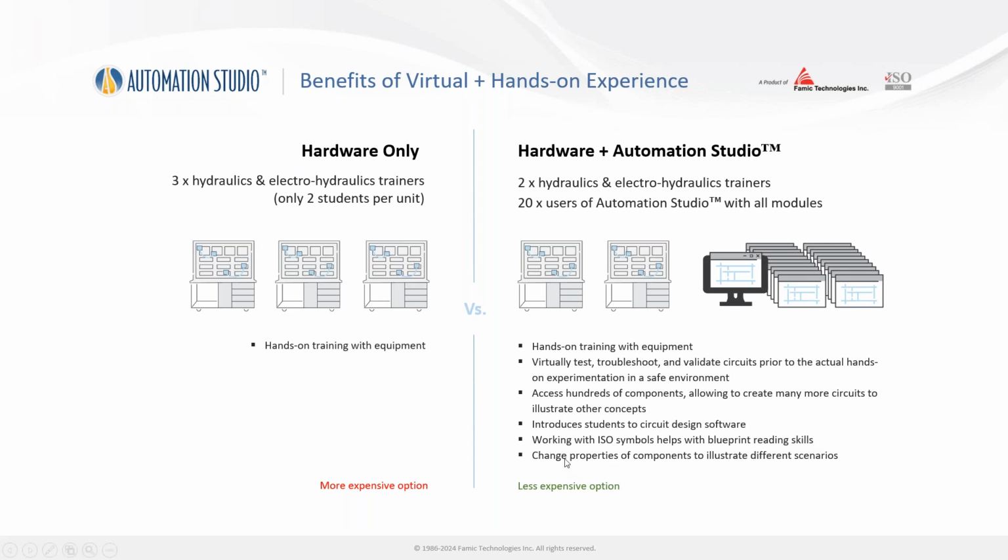Changing the properties of components to illustrate different scenarios can also be performed through Automation Studio. It might be that a system is restricted to some amount of pressure, but even the student or teacher can go beyond that. They can create their own circuit and show it to others through Automation Studio.